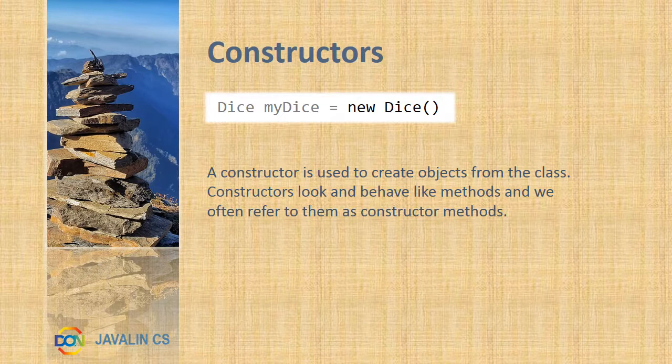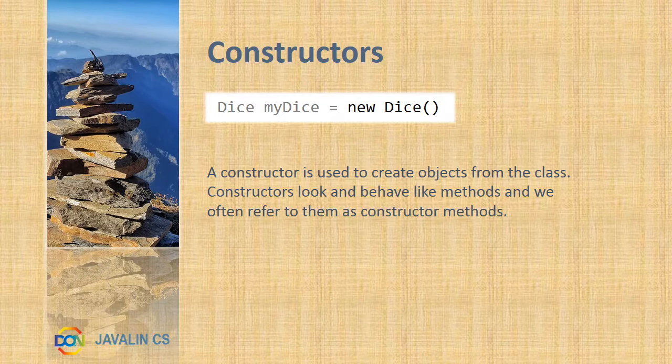Constructors look and behave a lot like methods and are often referred to by programmers as constructor methods for that reason. Java provides default constructors for our objects, but there are times when we'd like a little bit more control over how we instantiate an object. In that case, we like to write our own constructors to replace the default constructor.